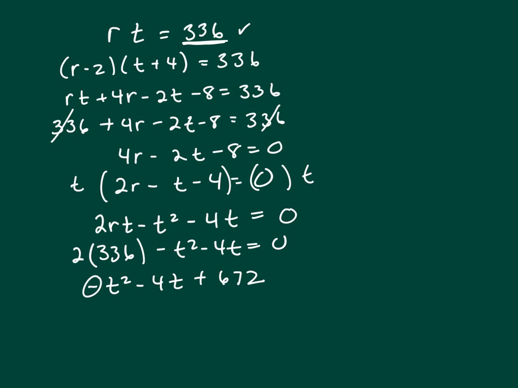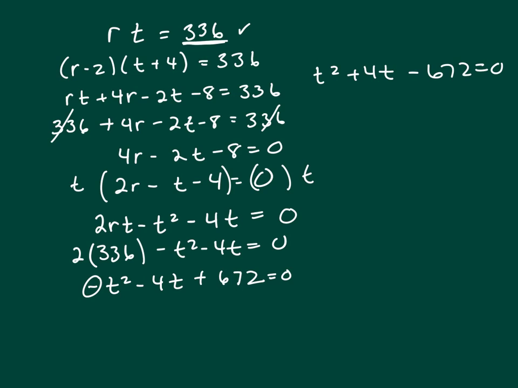I do not like this leading coefficient being negative since it's a quadratic. So let's multiply through by negative 1, and you get T squared plus 4T minus 672 equals 0. Now the problem with this is I don't know how in the world to factor it, so I'm going to use my answers. First answer is 28.